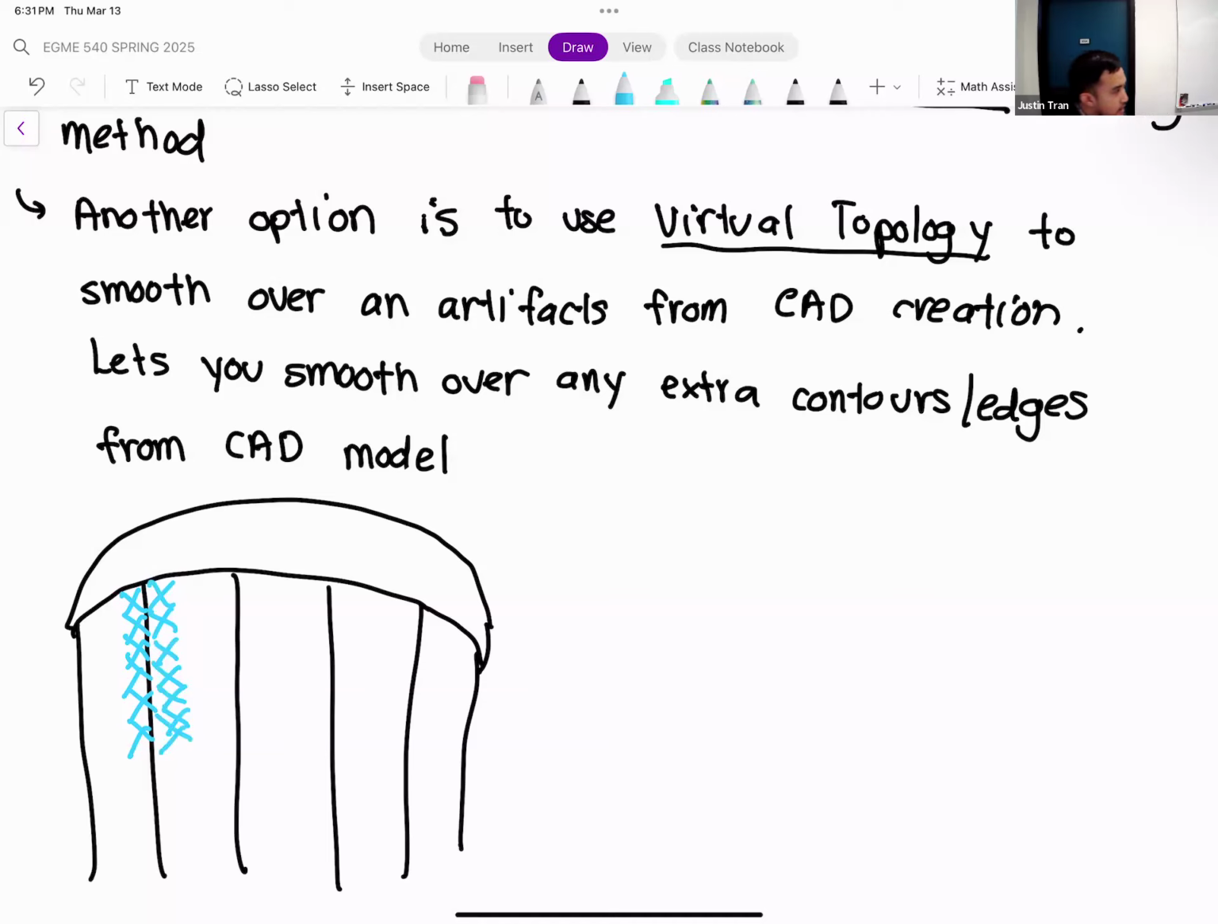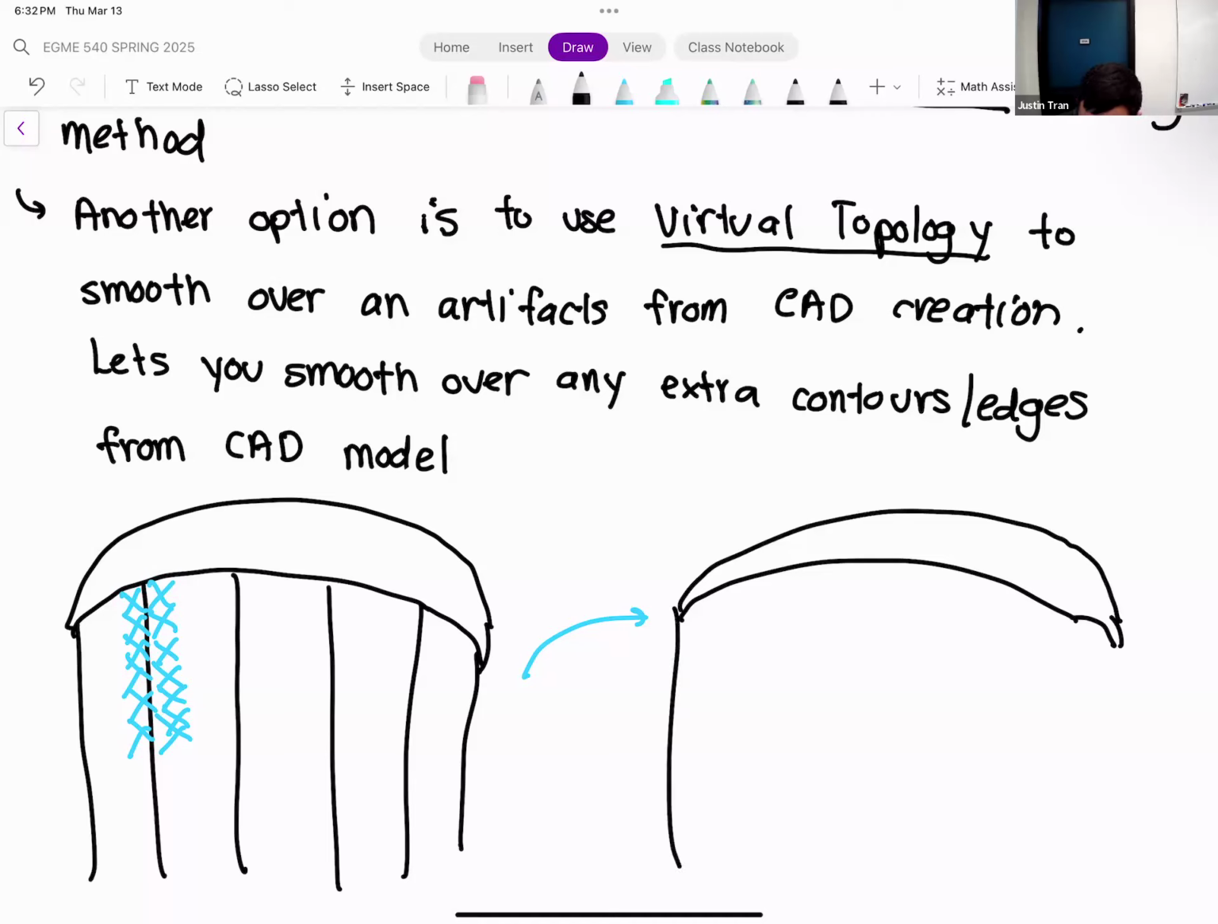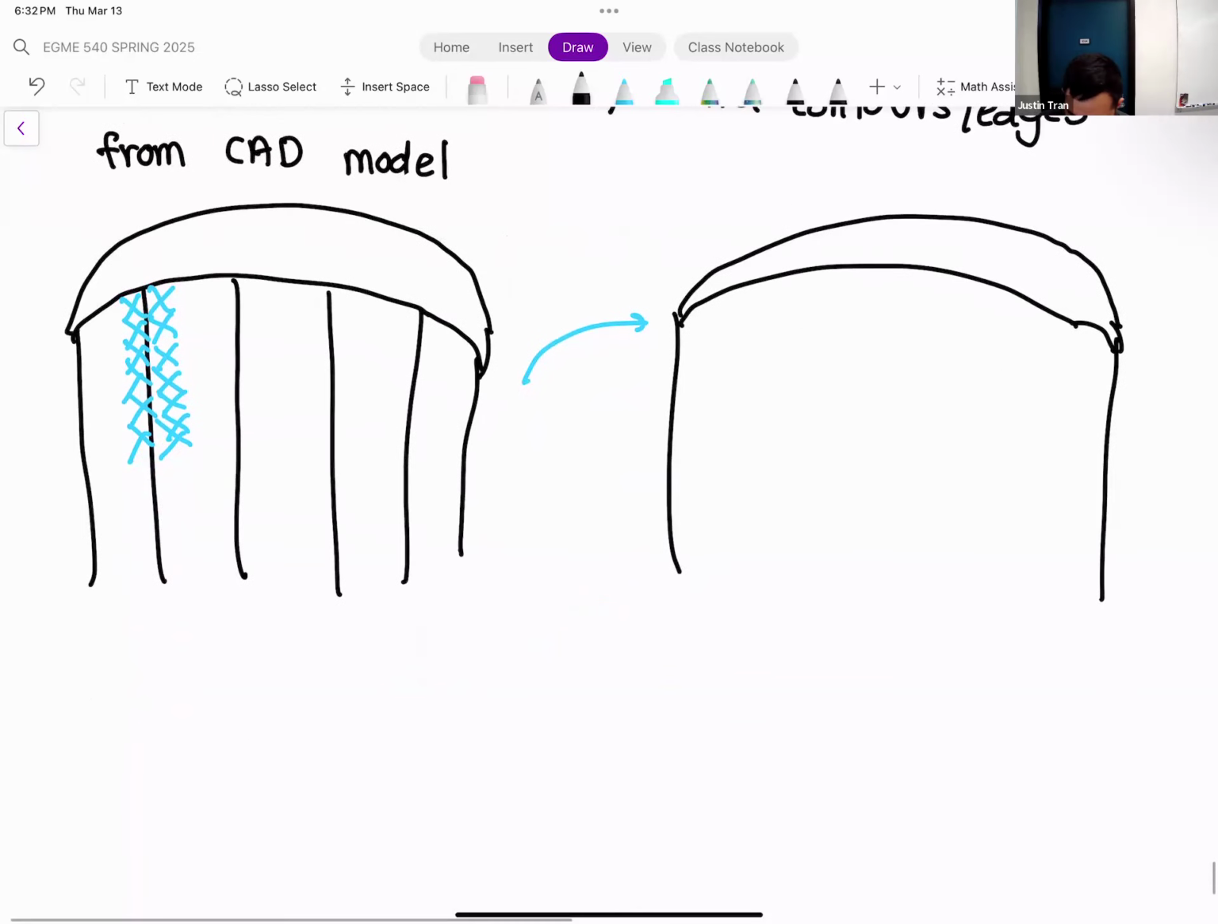Okay, but you can eliminate these extra lines through the virtual topology tool. If you use virtual topology, then it recognizes that all of these contours are part of the same surface, and so let's eliminate them and create one smooth surface for us to mesh altogether. So after using virtual topology, you have a nice smooth surface just like this. And without those extra contours, without those extra surface features, this is going to create a much better quality mesh.